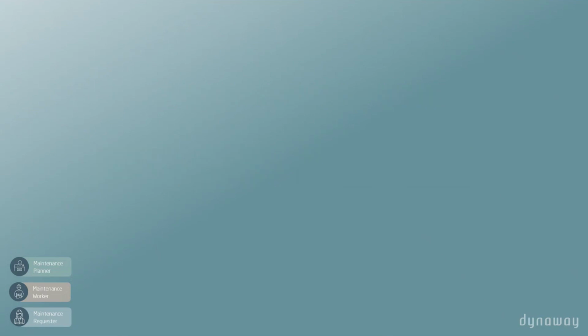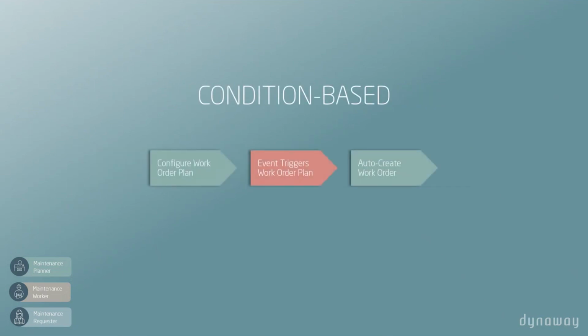The third option we have is the condition-based, which could be IoT sensors, it could be any external data parameter. But again, you configure that work order plan with the trigger and await that event triggers a work order plan.